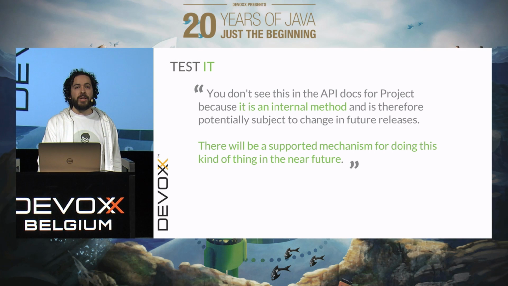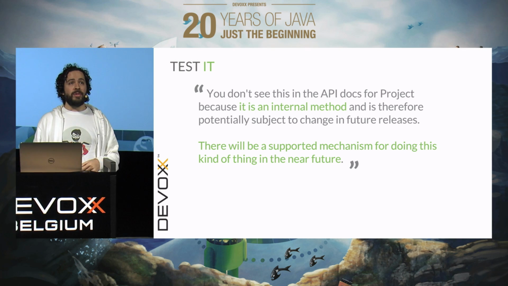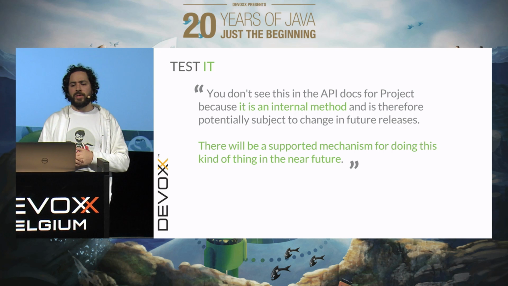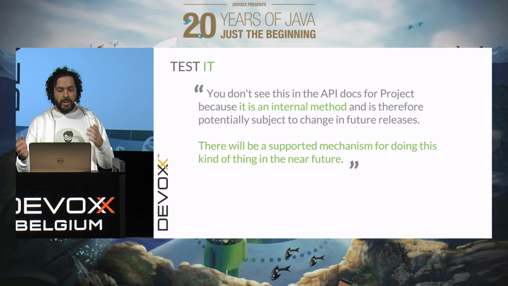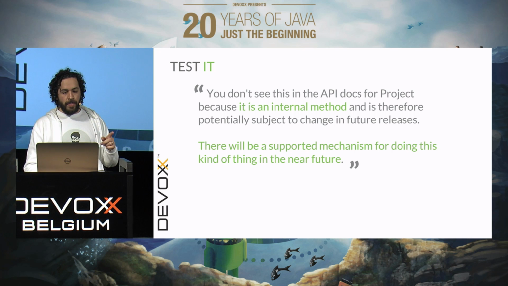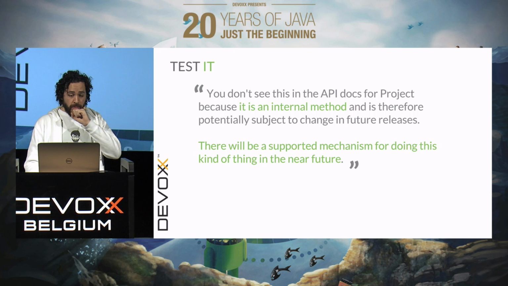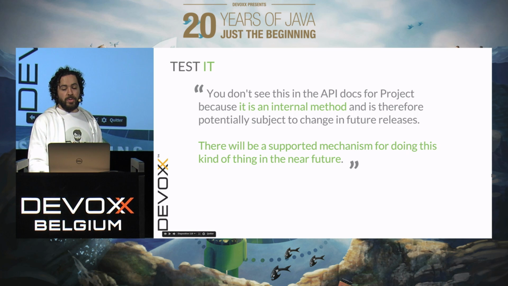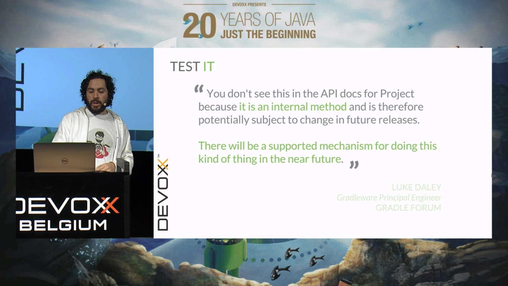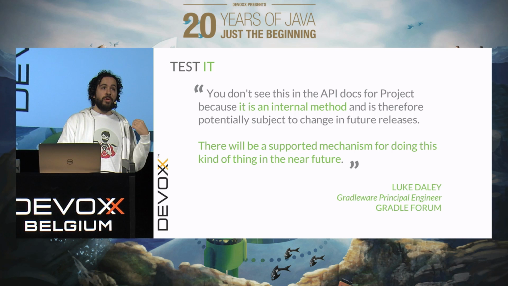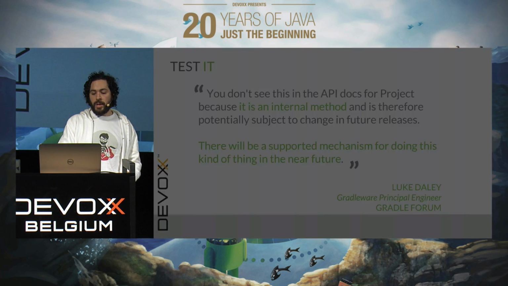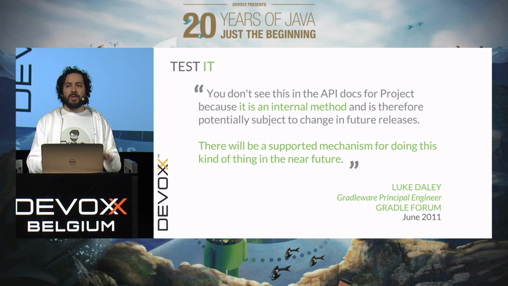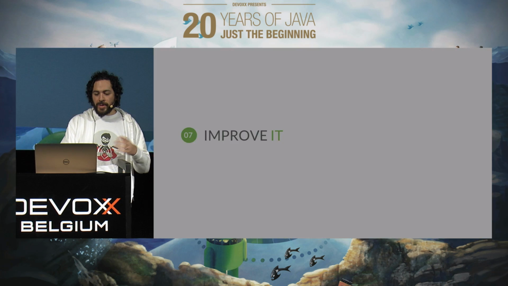And after trying to solve this problem, I went on the web and I saw this post from a guy complaining about the evaluate method not being documented. And this is an answer that I found on the Gradle forum. The guy said, "You don't see this in the API doc for the project because that's an internal method." And he finished with, "There will be a supported mechanism for doing this kind of thing in the near future." The guy that answered this is Luke Daley, that I quoted at the beginning of this presentation, part of the Gradle project, and that was in June. Oh, that was in June 2011. So the near future is a little bit far for now, and basically, sometimes you have to deal with it with projects.